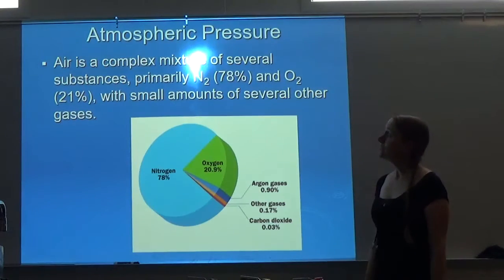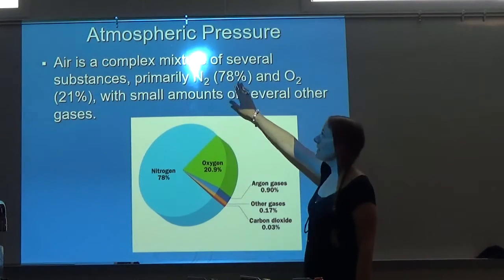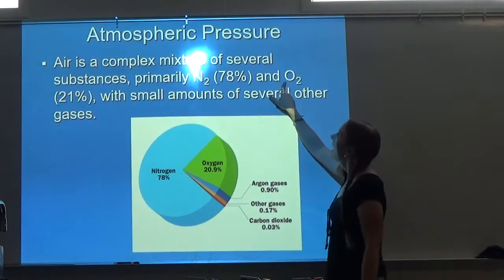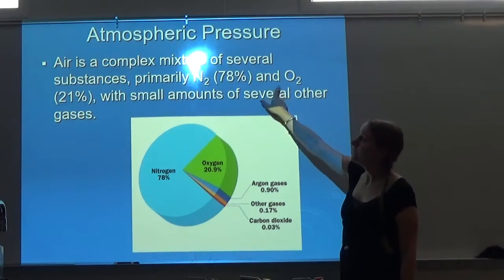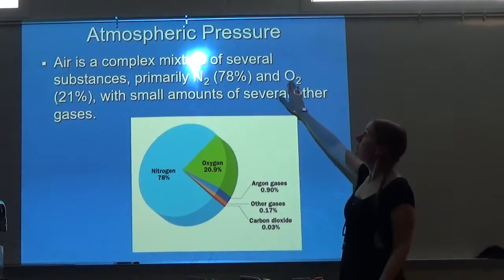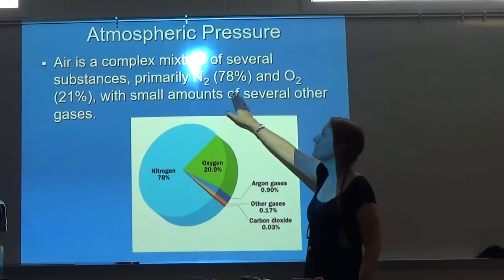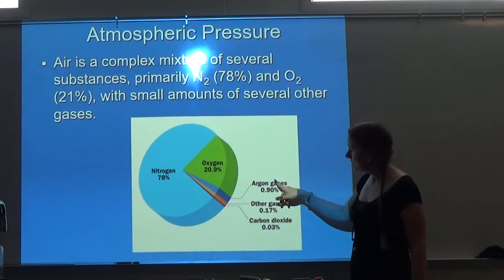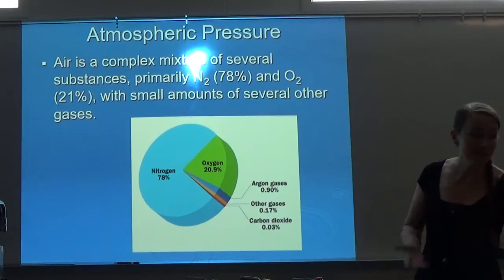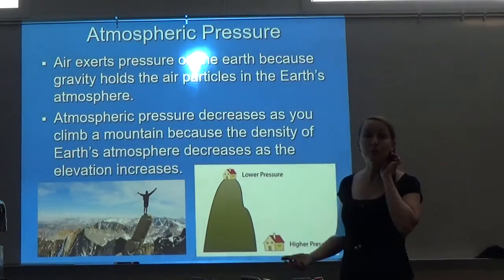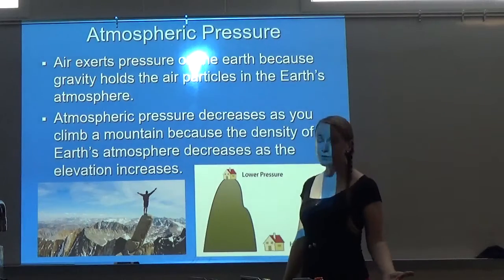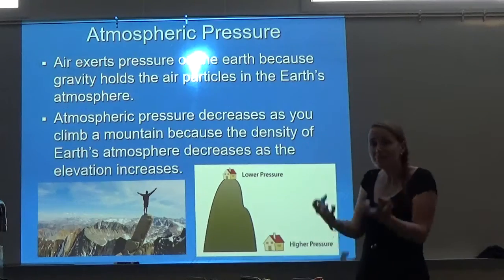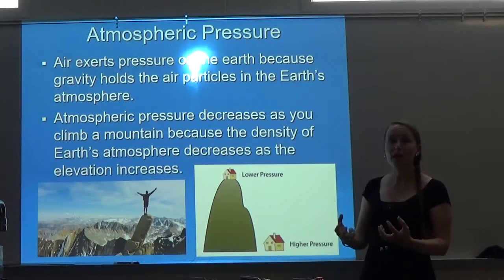So air is a complex mixture of several substances. It's primarily nitrogen, which is 78%, and notice it's N2 because it's a diatomic, hopefully you remember that, and oxygen, which is also a diatomic, O2, and it's about 21% oxygen. So even though we actually need the oxygen to breathe, most of our air is actually nitrogen. And then of course small amounts of several other gases, and so you can see there's some argon, there's of course carbon dioxide because that's what we exhale, and that is also a main pollutant in burning things like fossil fuels.